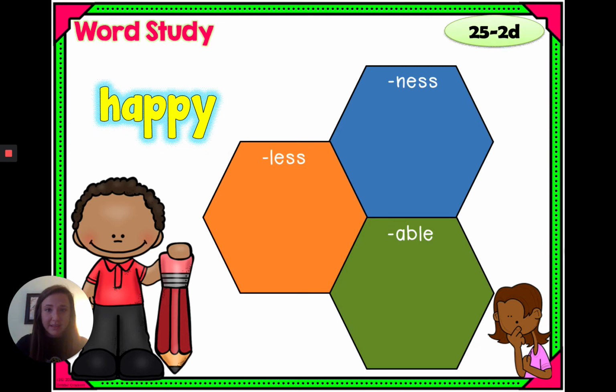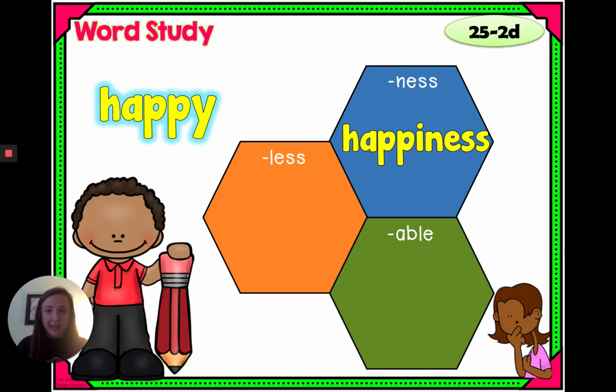Happy. Which suffix can you add to the word happy? Go ahead and write it down. Take a minute too to pause this video here and see if you can come up with a sentence using the suffix added to the word happy. Good. Our new word is happiness. Like I will have a lot of happiness in my heart when we go back to school.